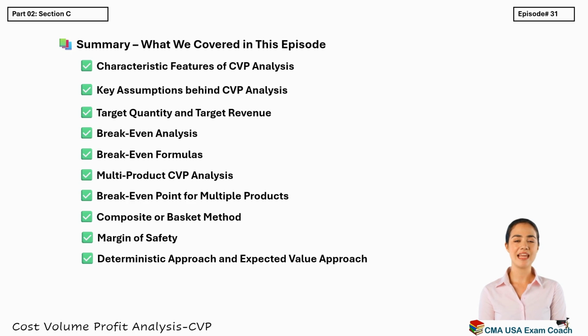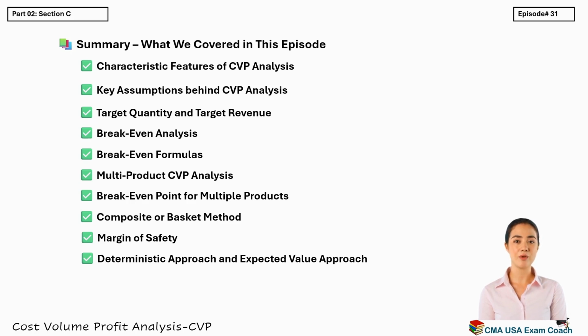Next, we explored the break-even analysis, a key concept that shows the point where total revenue equals total cost, meaning no profit and no loss. Finally, we simplified the break-even formulas and understood how they can be applied using both unit-based and revenue-based approaches. In CVP Part 2, we went further. We explained how to handle multi-product CVP analysis where a company sells more than one product, and how the sales mix or quantity mix plays a critical role. We learned to calculate the break-even point for multiple products, using both revenue mix and quantity mix methods. We also understood how to use the composite or basket method to analyze combined product sales.